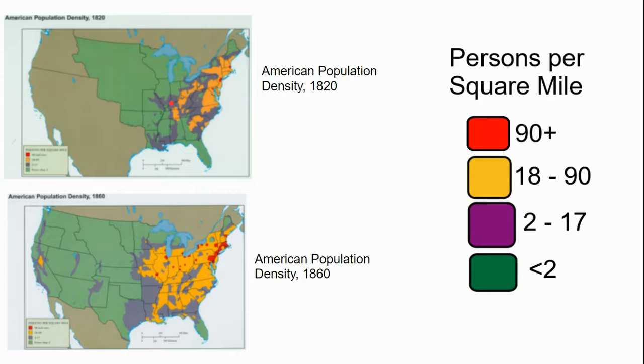Now, the purple is 2 to 17 people per mile. That is still like living in the country, right? That's very few neighbors. That is not towns. That is not cities. That is still pretty much wilderness. 18 to 90, well, those are areas where there are some small towns. 90 people within a square mile would be like a small village, maybe a small town. And then, of course, the 90 plus, that's your big population centers, your cities.